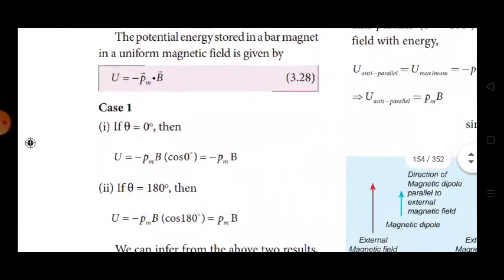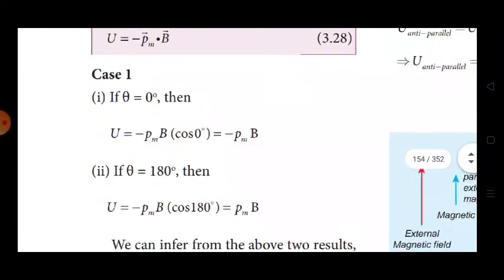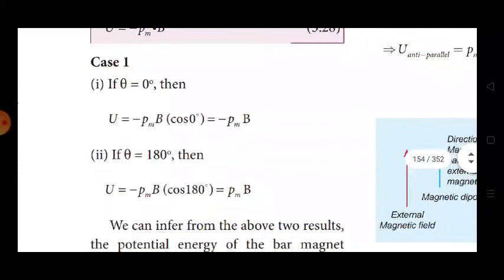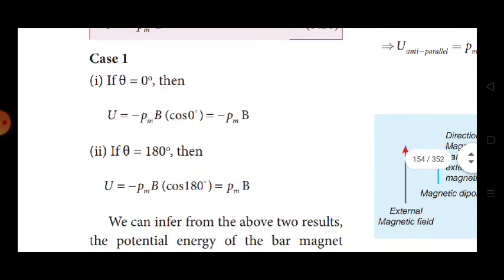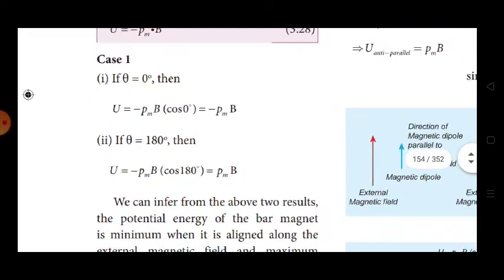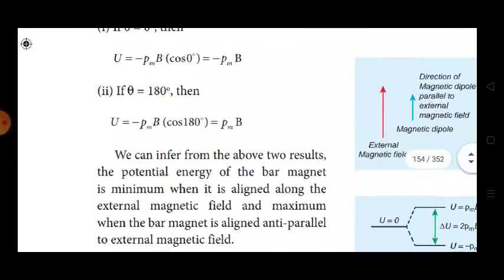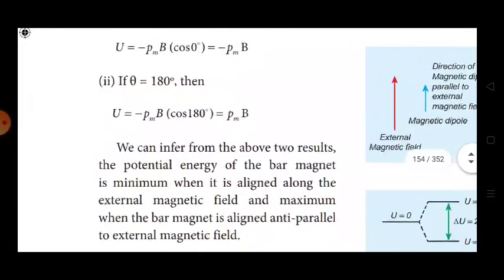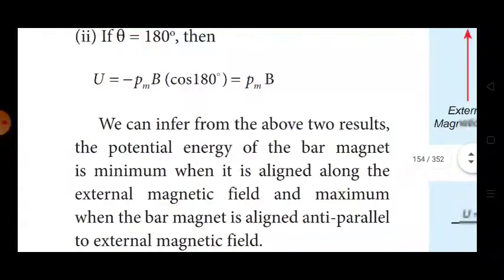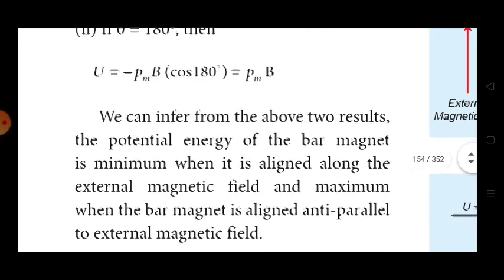One more question, case 1. Go through it, and point 1, point 2. So we can infer from the above two results that the potential energy of a bar magnet is minimum when it is aligned along the external magnetic field, and maximum when the bar magnet is aligned anti-parallel to the external magnetic field.